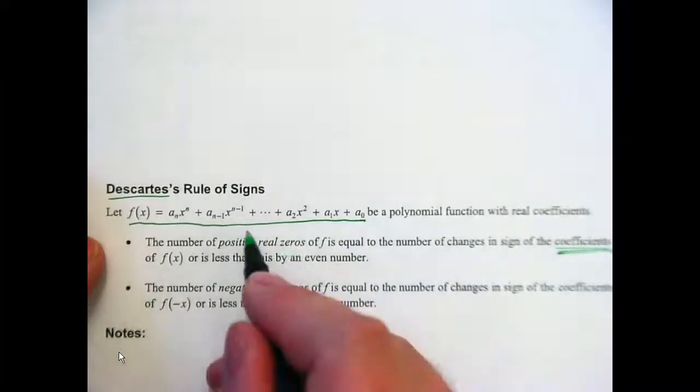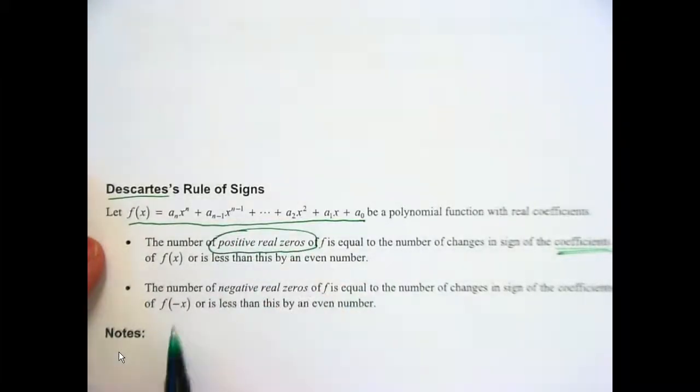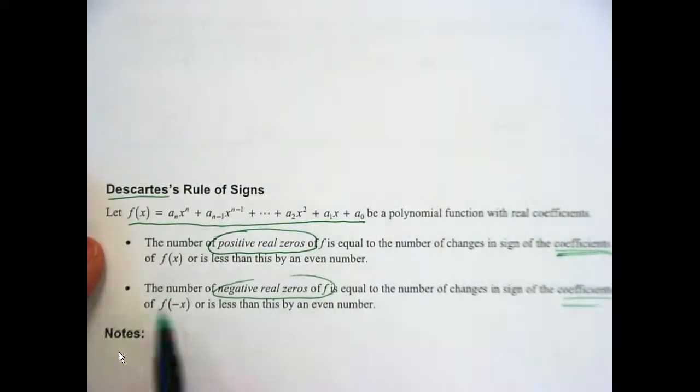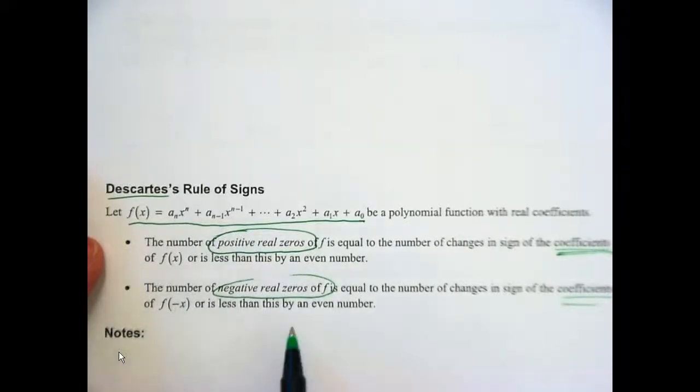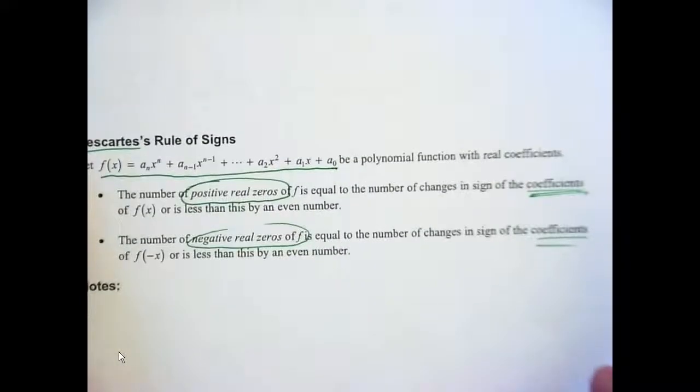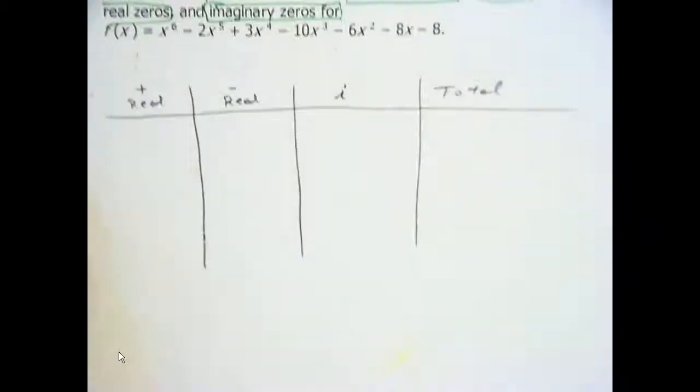That's for positive real zeros, and it does the same thing. The number of negative real zeros of f is equal to the number of sign changes of the coefficients of f of negative x, or is less than that by an even number. So what does all that mean? Well, that's what it says word-wise. Let's actually see what it means.